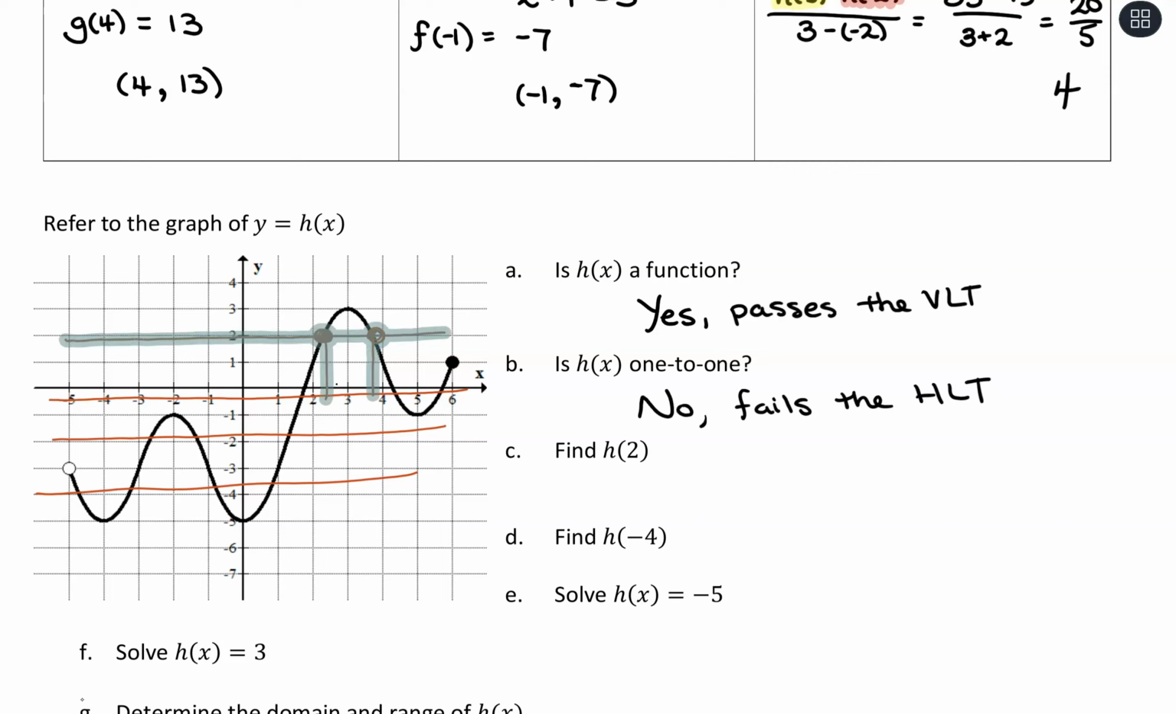So we have those two tests to see whether or not we have a function, and then whether or not that function is one-to-one.